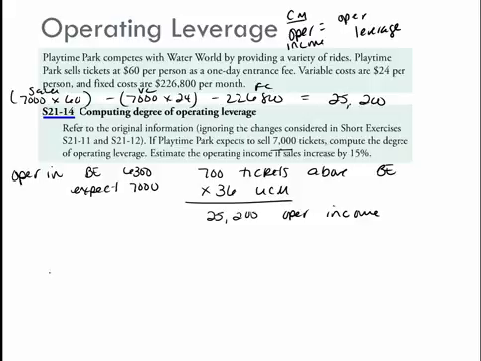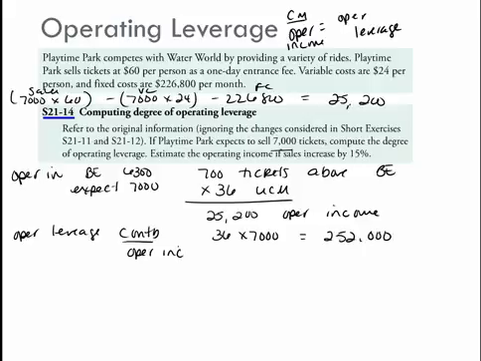Now that I have that, I can say, okay, my operating leverage is my total contribution divided by operating income. My total contribution will be $36 a ticket times 7,000 tickets, which equals 252,000, divided by my operating income of 25.2, and I get a nice round even 10 as my operating leverage. Now, that's what the first part of this asks us.